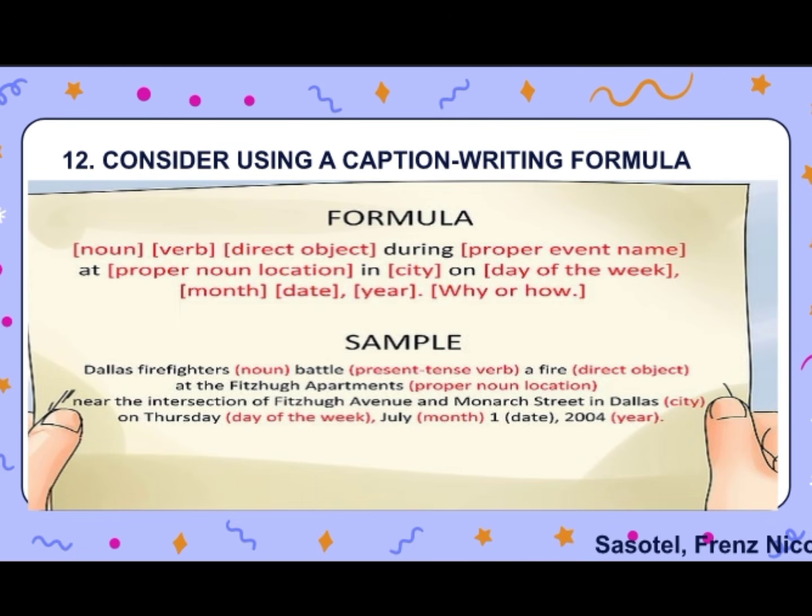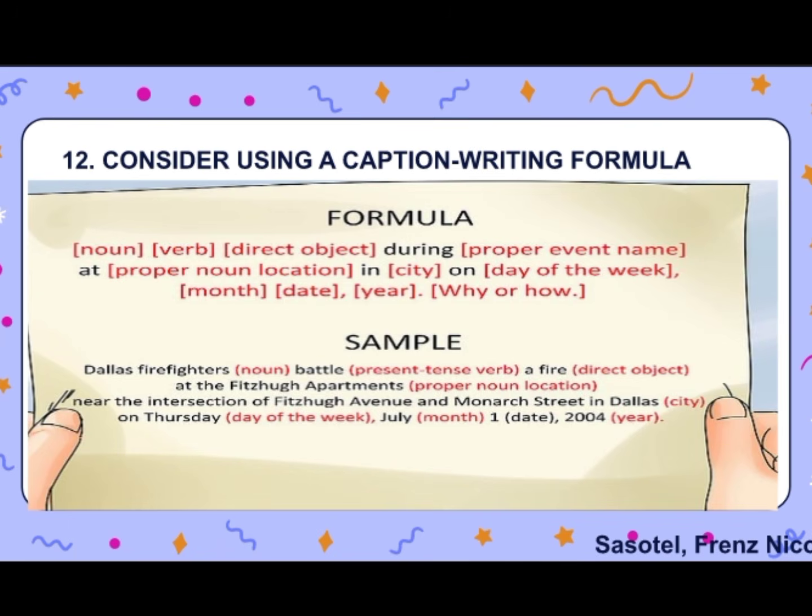Next is consider using a caption writing formula. Until you get used to writing captions, you might want to start by using a specific formula. Eventually, your captions will likely follow this formula or something similar without you needing to think about it. But until then, rely on the formula to ensure you've included all the needed items. The formula is: the noun, then the verb, the direct object, and then during the proper event name, at proper noun location, in city, on day of the week, month, date, year, and why or how.